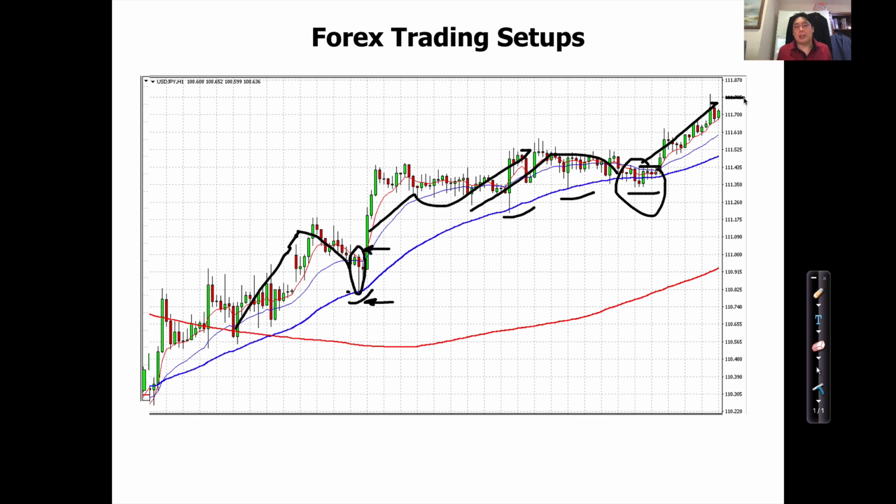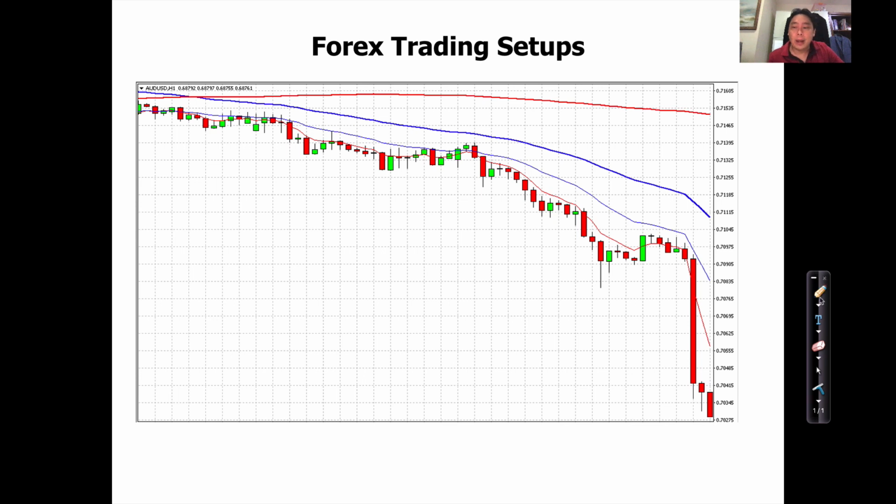So this is basic stuff, right? Any professional trader will tell you this is basic 101 stuff. This is how you trade. You trade trends. You trade retracements of trends. So here's an example on a downtrend. You can see on a downtrend, clearly making lower highs and lower lows.